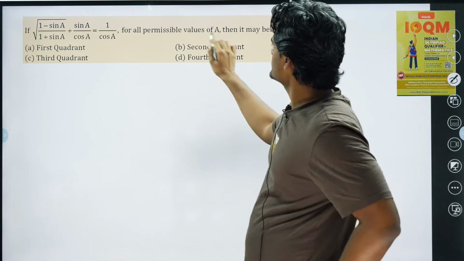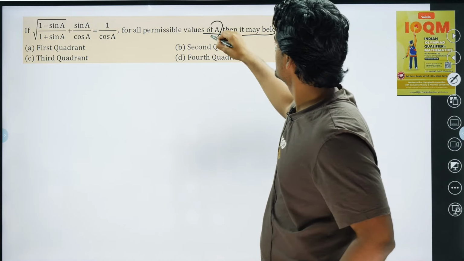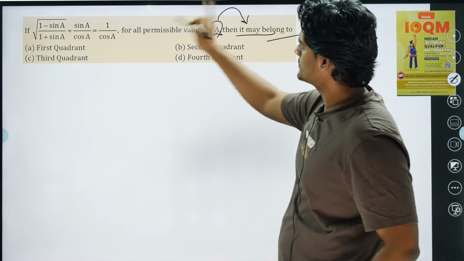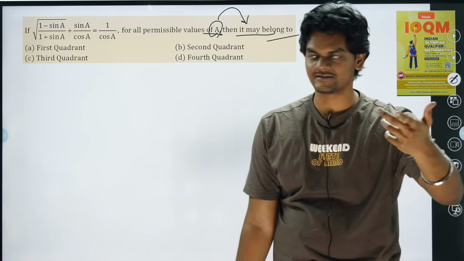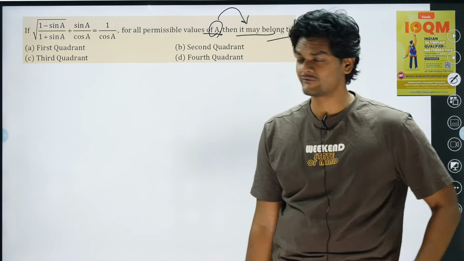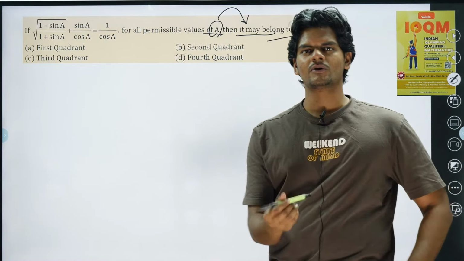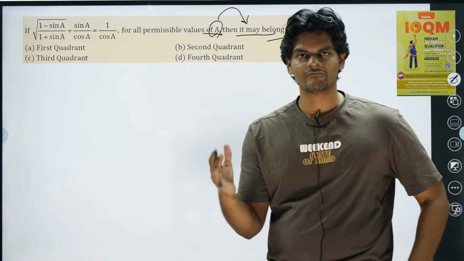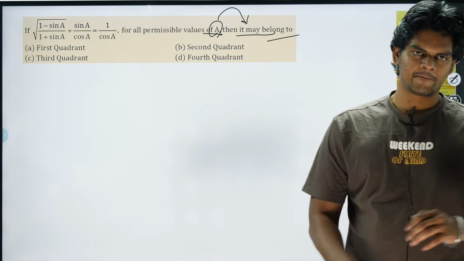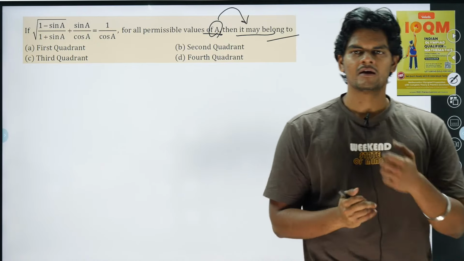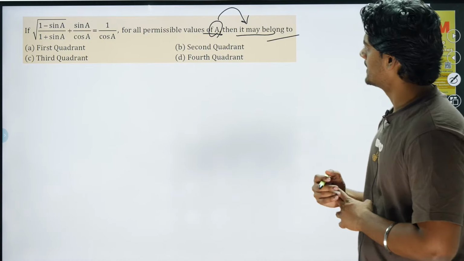For all permissible values of A, this expression holds. Then A may belong to which quadrant? And if you watch the video which I uploaded before, we see how trigonometric values behave based on where the angle lies. Good evening, Kalyan. Good evening. You'll see where it lies.